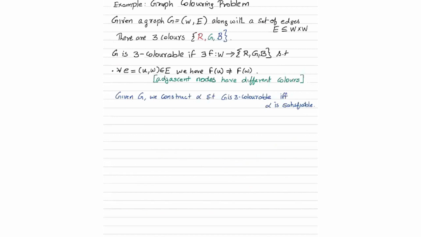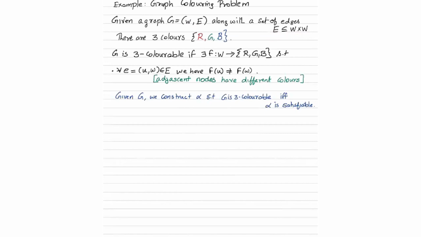So there are various graph theoretic problems which you can encode as problems in propositional logic. What you're given is a graph, so you have a set of vertices and a set of edges. The set E is a binary relation, basically a subset of V cross V. So it's an edge set.